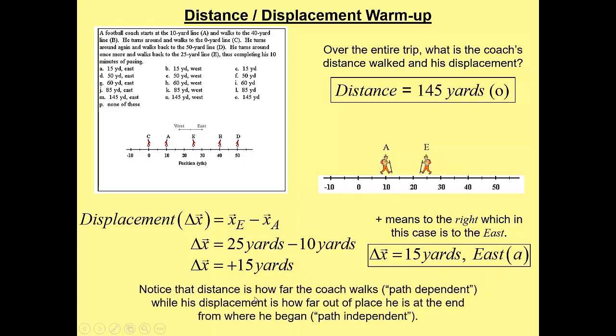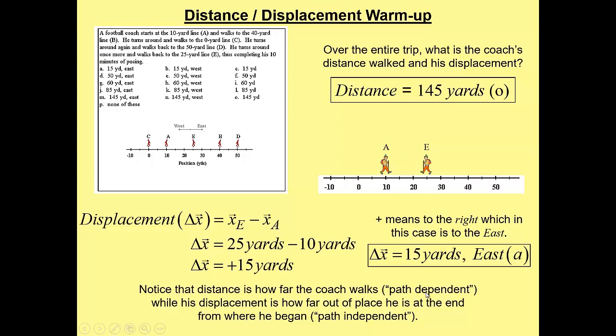So hopefully you notice here that distance is just how far he walked. That's what we like to call in physics path dependent. Path dependent, it depends on how you got there. So how far he walked in going from A to E depended on what he did. He went out here, then he came back here, then he went out there, then he came back here. So it depended on his path.